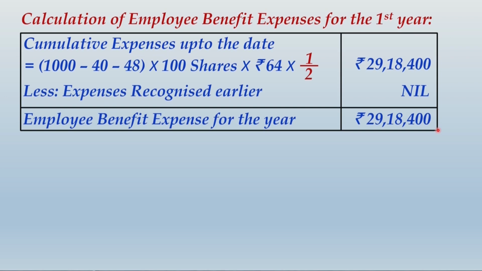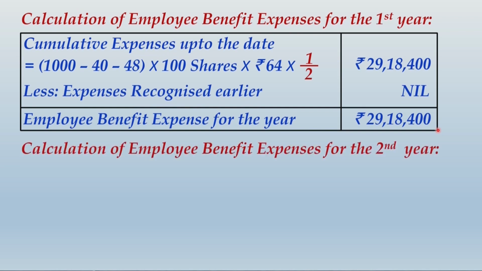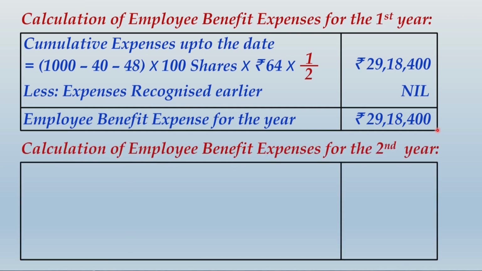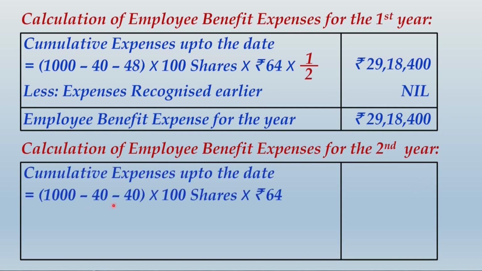Now when you reach the second year and you find that the cost reduction target is achieved, means the vesting period is over. So what you will do in the second year, you will now consider the actual number of employees who will get this benefit. So first year 40 employees have left the company, that was known. In the second year also, actual number of employees leaving the company is just 40 against the estimate of 48. Actual departure were only 40.